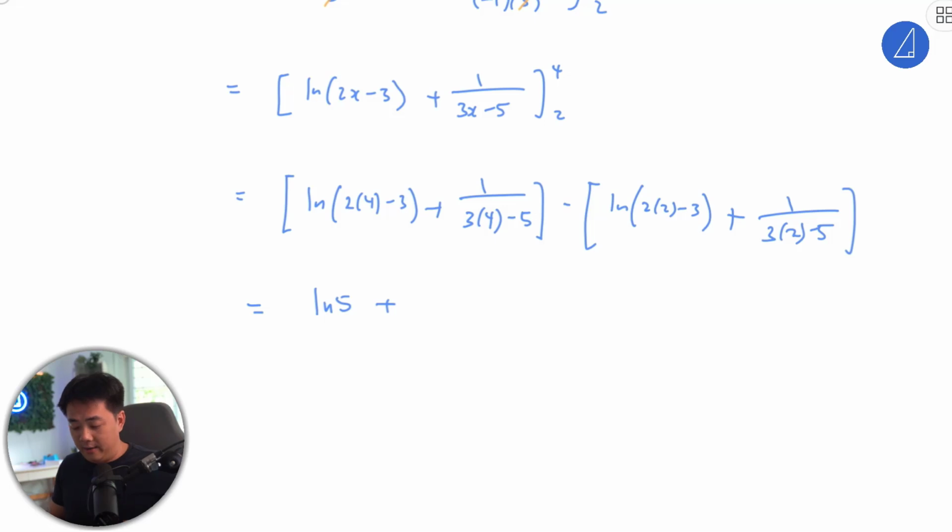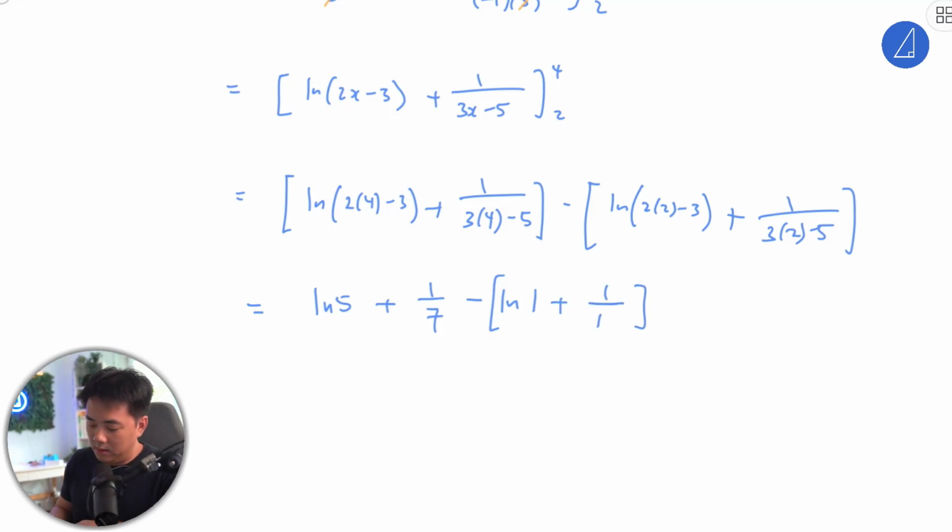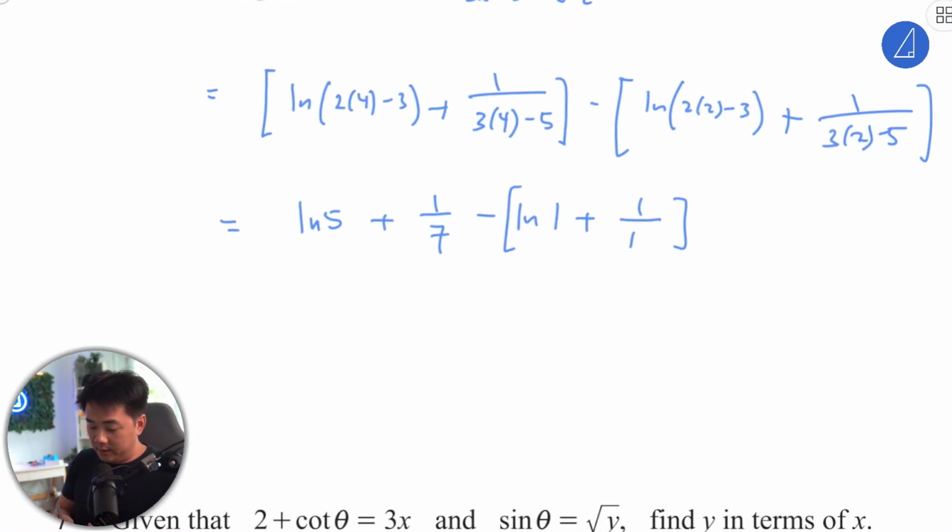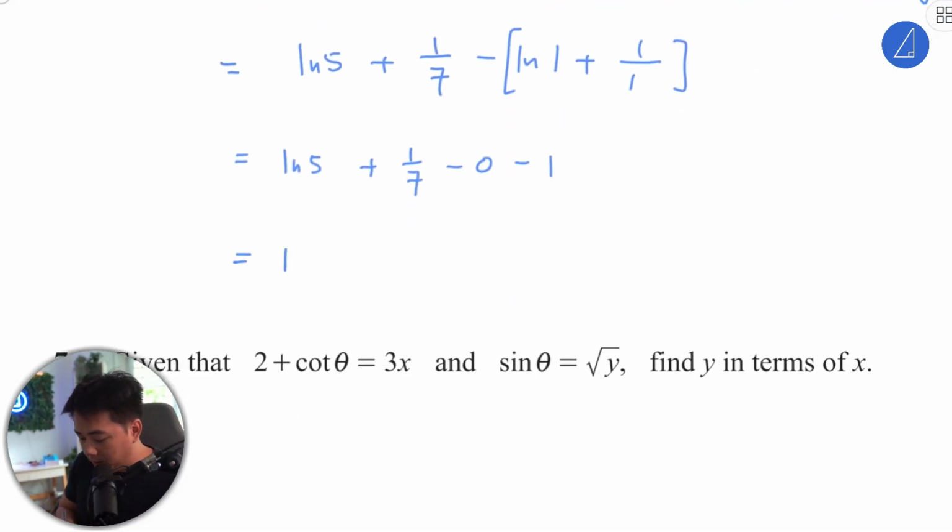12 minus 5 will give us 7, so 1 over 7, minus ln 1. ln 1 is 0, so we can just leave it at 0. And then this will be 6 minus 5, which is 1 actually. So this will give us ln 5 plus 1 over 7 minus 0 minus 1. So you just simplify it. This will be ln 5 minus 6 over 7.